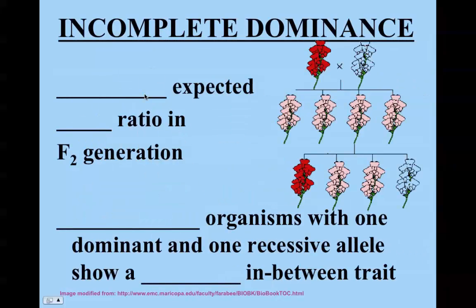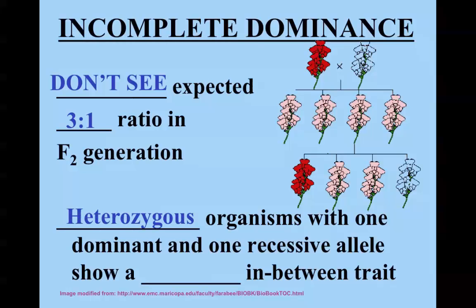Incomplete dominance is a little bit different. You're not completely dominant over another. You see a mix of two traits. So you don't see the expected 3-to-1 ratio in the F2 generation. The heterozygous organisms with the one dominant and one recessive allele show a blend in between the traits. So incomplete dominance, you see basically a mixture, so a blend of the two. So the red and the white flower is going to create pink.